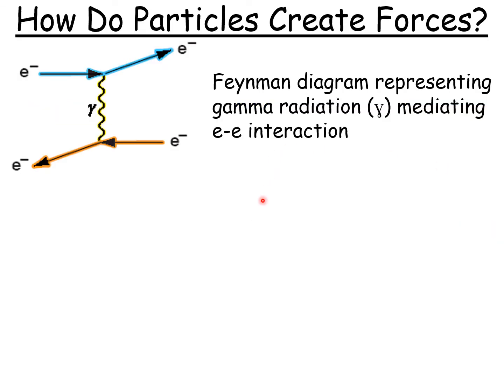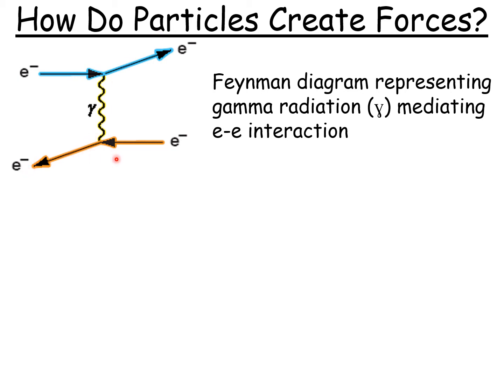Now, how do particles create force? First of all, you've probably seen this diagram before, but this is called a Feynman diagram, and it represents gamma radiation mediating an electron-electron interaction. The idea of this diagram is that you have an electron coming in along this way, and an electron coming along this way in the opposite direction. And hopefully you remember that when an electron meets an electron, they're both negative, so they repel each other. And this is why this electron goes off at an angle, and this electron goes off at the other angle.